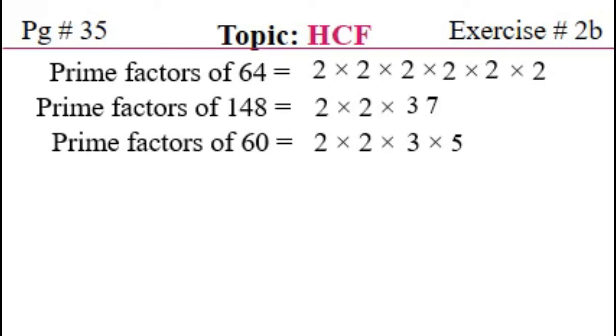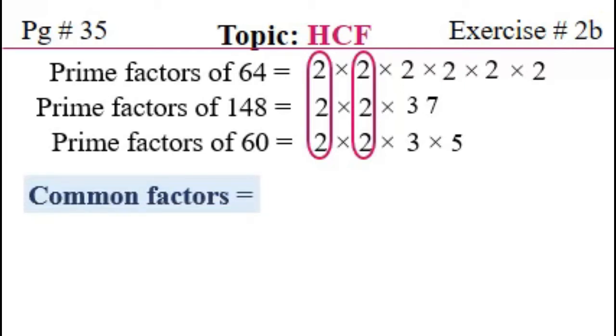Now we are going to identify, we are going to loop the common prime factors. So the common prime factors among these three numbers are, first is 2, this is common, and the other one is again 2. No other factor is common among the given set of 3 numbers. Now we can write down the common factors. So the common factors are 2 and 2.